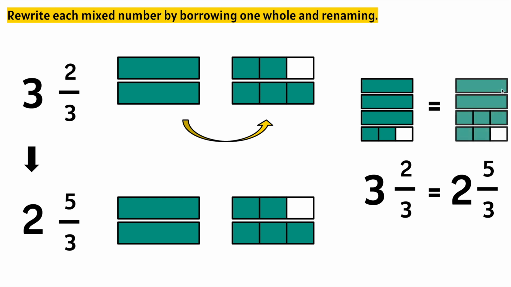wholes, 1, 2, and 5/3. 1/3, 2/3, 3/3, which makes the whole, 4/3, 5/3. 3 and 2/3 is the same thing, or equal to, 2 and 5/3. We notice that 3 and 2/3 holds the same value as 2 and 5/3.